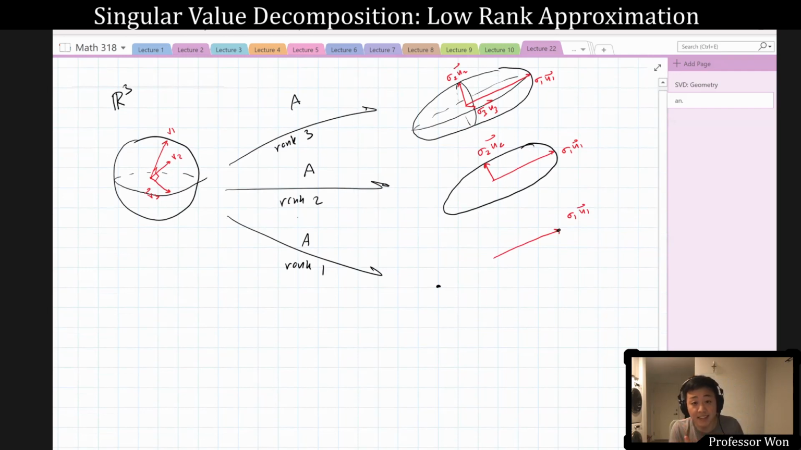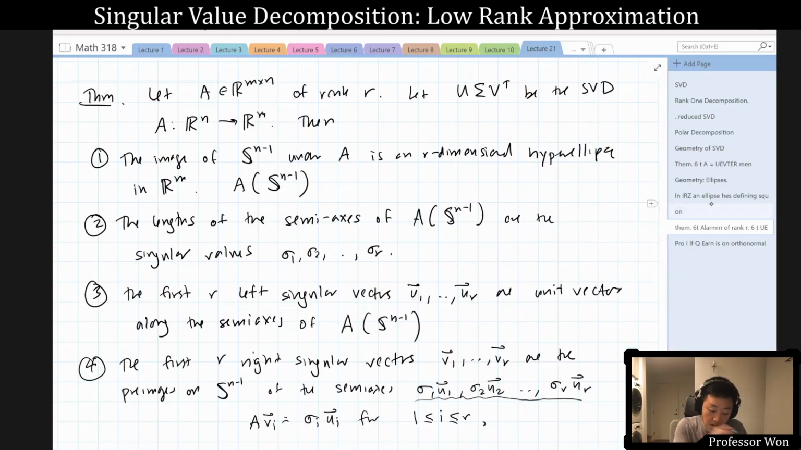Okay, so the SVD tells you how you send a sphere to a hyperellipse from the domain to the codomain, depending on the rank of A, and then the axes directions are determined by the left and the right singular vectors, and the scaling factor is determined by the singular values. That's all the pieces of the singular value decomposition. Okay, and that's an explanation of every part of this theorem here.